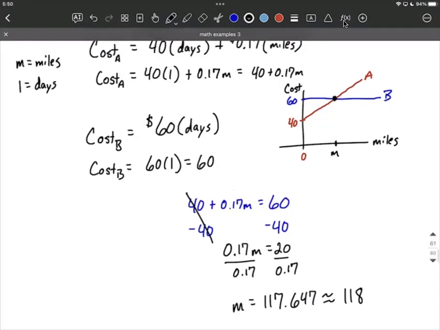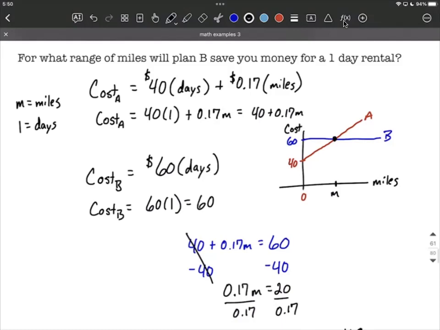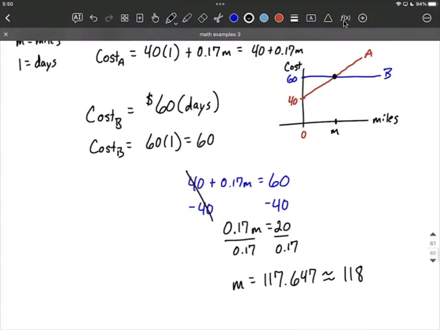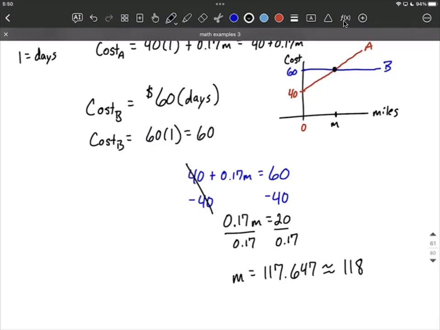So the range, that's what we're looking for, right? For what range of miles will Plan B save you money for the 1 day rental? It's everything to the right of 118. So I'm going to represent that as 118 miles included, and anything you drive beyond that, up to an infinite number of miles over to the right, we never include infinity. So this would probably be how I'd represent it using interval notation.